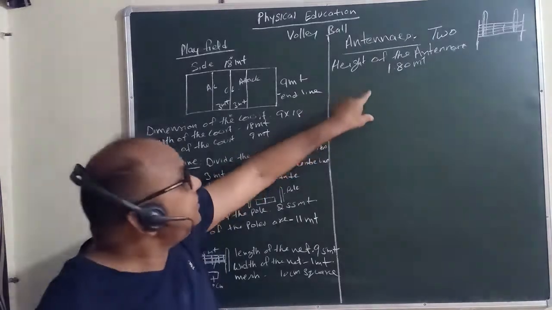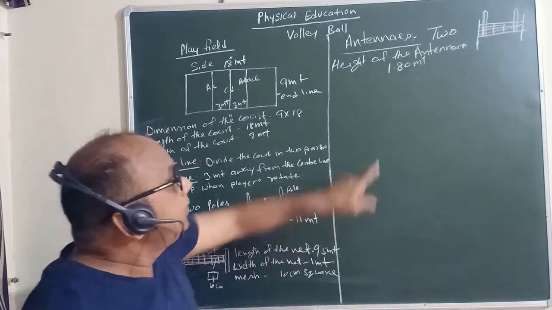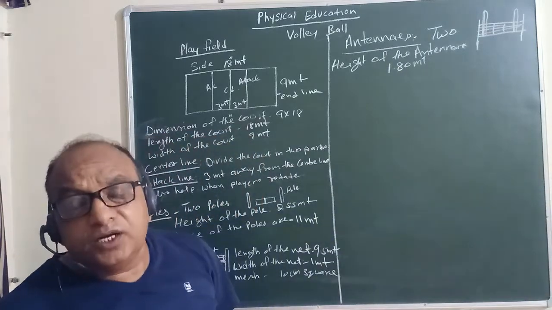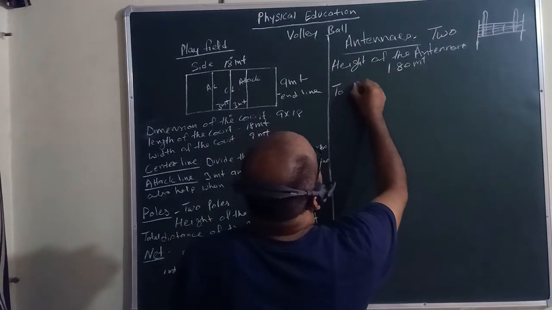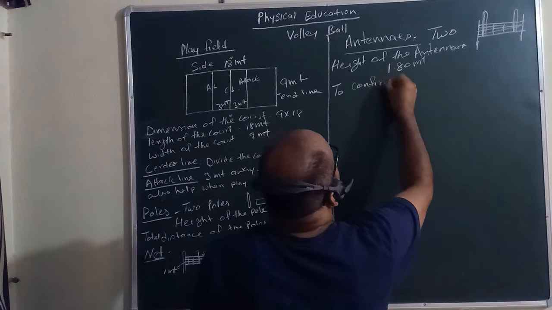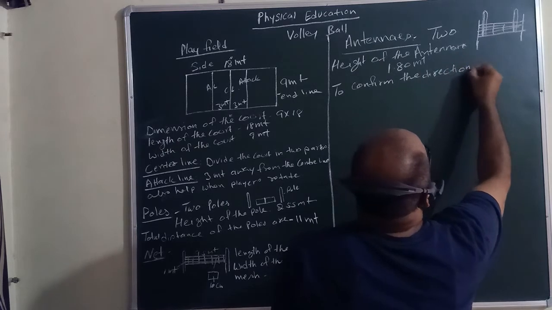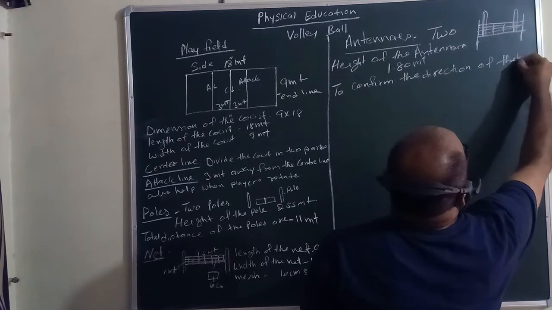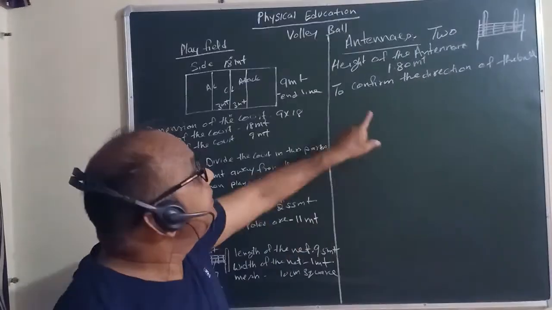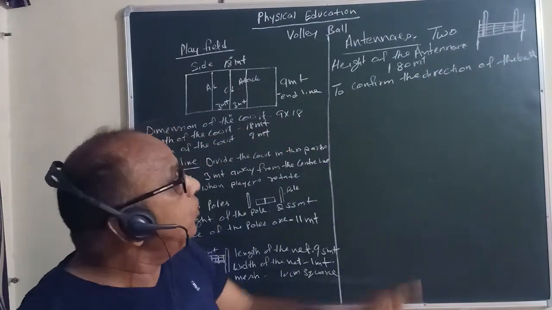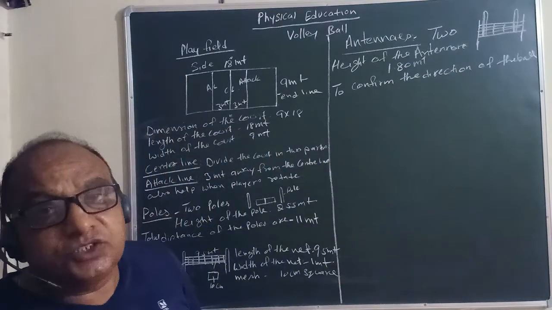And what is the importance of these two antennas during the game? These two antennas are there to confirm the direction of the ball. Whether the ball is coming from inside or outside, these two antennas tell us. If the ball touches the antenna, then it means it is a foul.